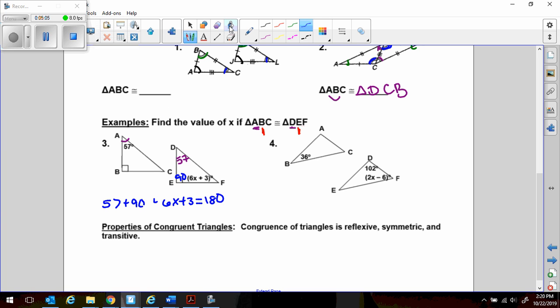So I have 90 plus 6x. Okay. So just the numbers, I'm going to combine my like terms, right? So I have 6x plus 150 equals 180. And I'm going to subtract my 150 to move it to the other side. And I have 6x equals 30. Divide by 6, x equals 5.